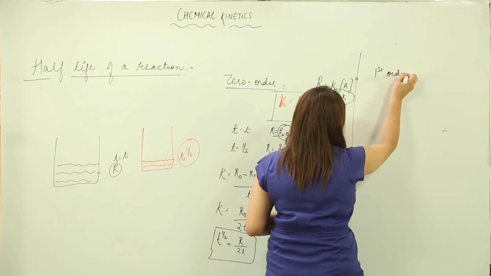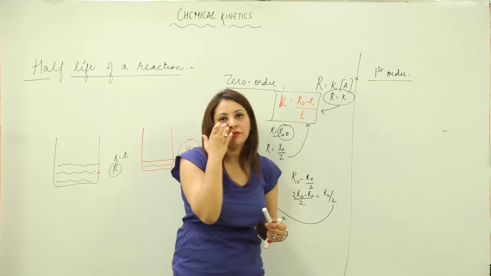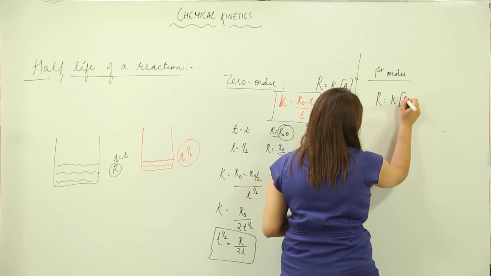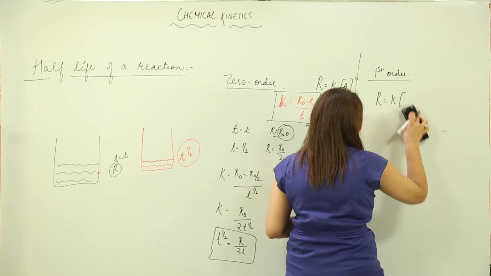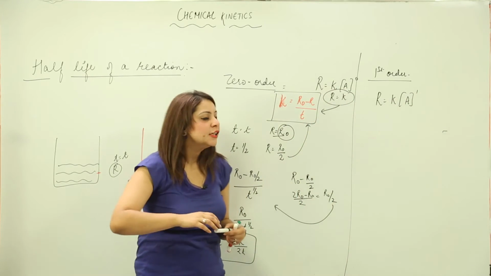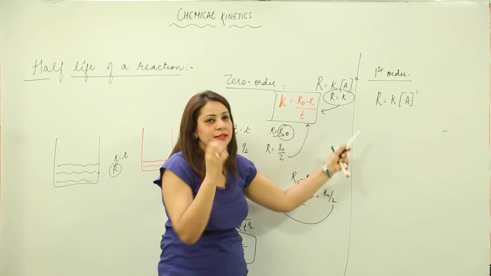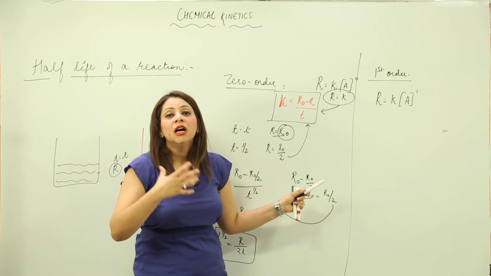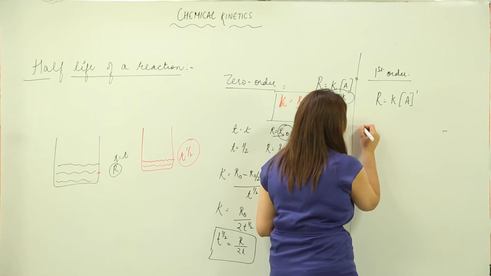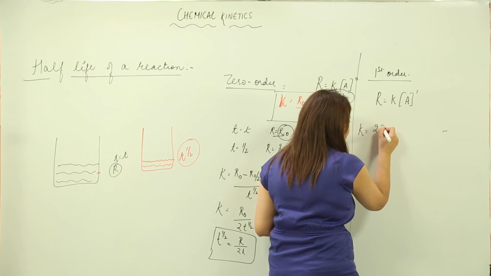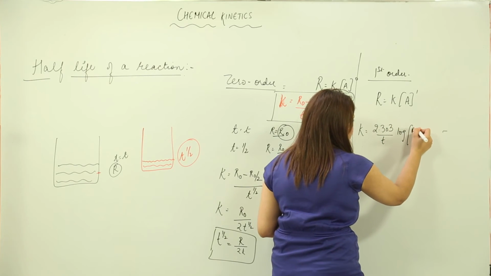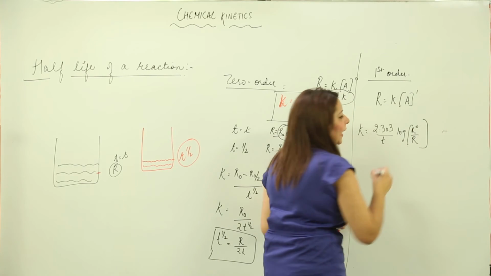We know that for first order, if we wish to write the differential law expression, we write in this form: R is equal to K times the concentration of the reactant. You can take the reactant as RA, or any symbol you like. The rate is directly proportional to the concentration of the reactant, right? And we write the expression in terms of K as shown: K is equal to 2.303 over T log R naught upon R.